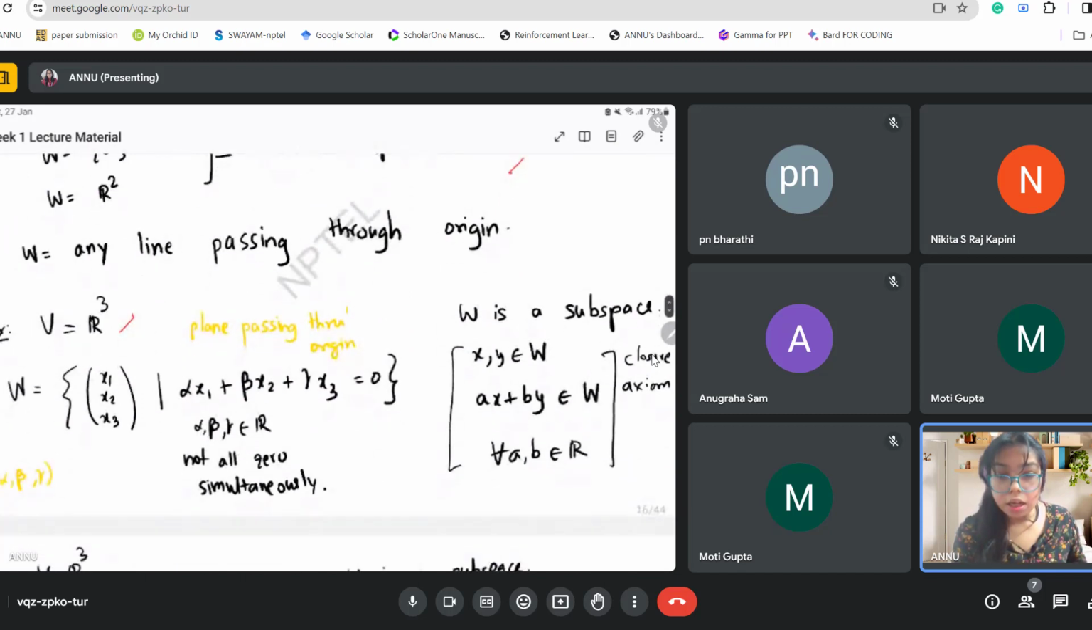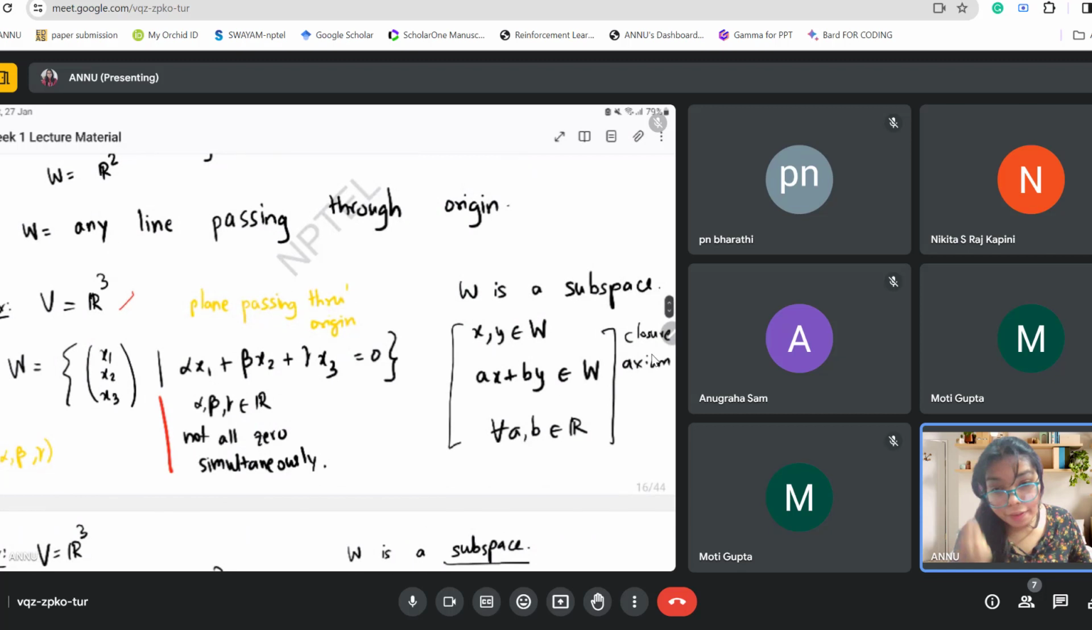Okay, this is a plane. This is a plane equation passing through the origin. I hope you understand. This is what alpha x plus beta y plus gamma z is equal to 0. This is the equation of a plane. So this is a subspace, closure under addition, and the only thing is that alpha, beta, gamma should not be 0 simultaneously.